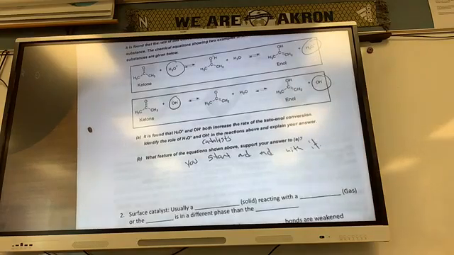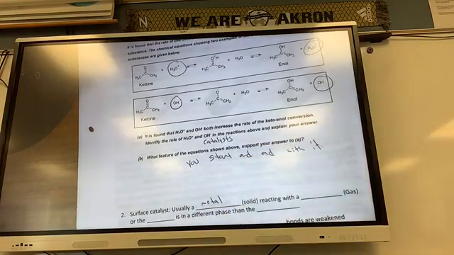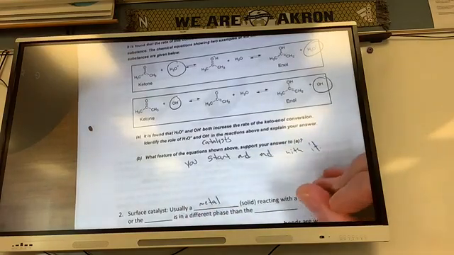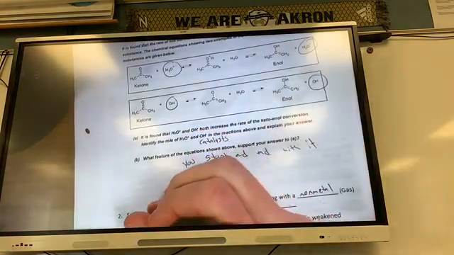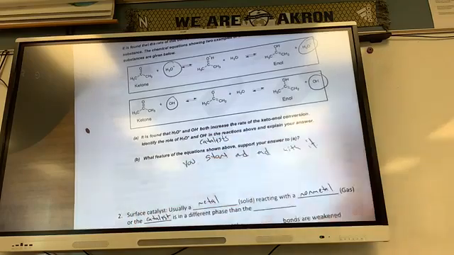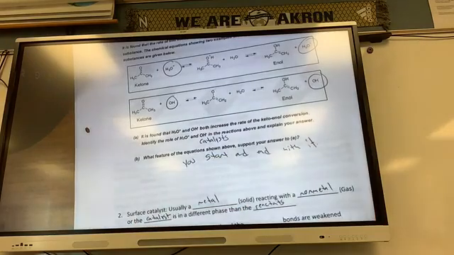So that was acid base catalysis. A surface catalyst is usually a metal, which is usually solid, right? Reacting with a non-metal, which a lot of the times is a gas, or the catalyst is in a different phase than the reactants. So if the reactant is a gas, the catalyst is going to be a solid metal.